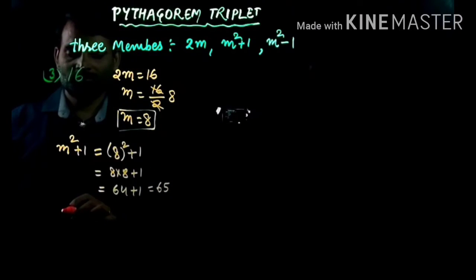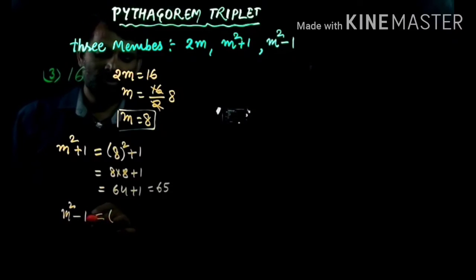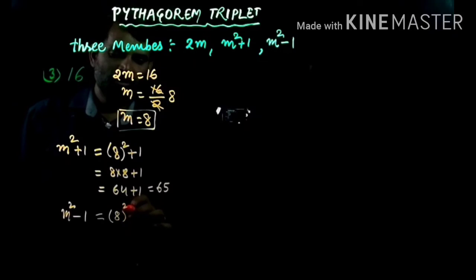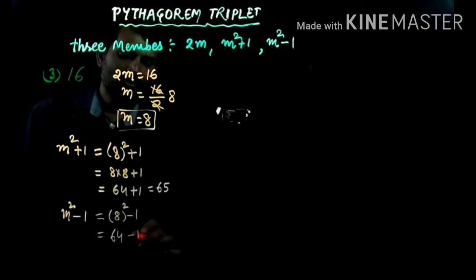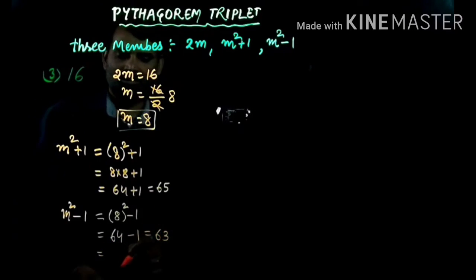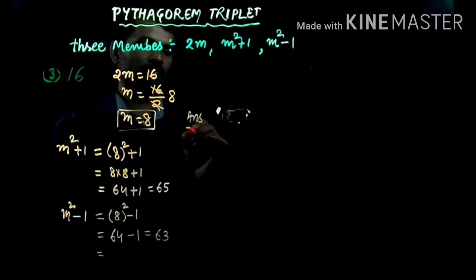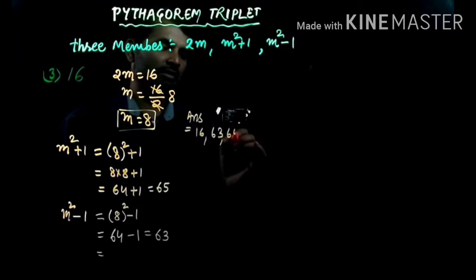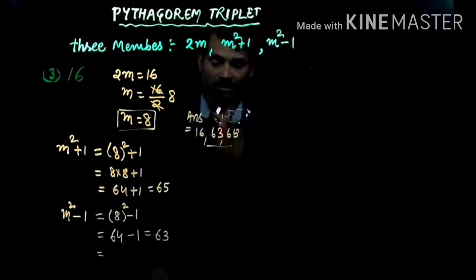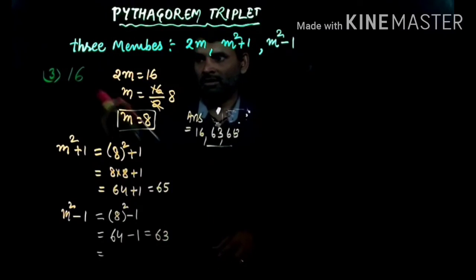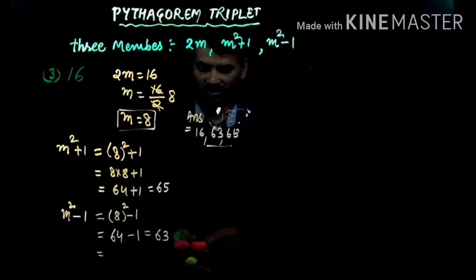Okay, and next is m square minus 1. Here the value of m is 8. 8 square minus 1 is 8 times 8, 64, minus 1 is 63. So your answer is: first is 16, then 63 and 65.